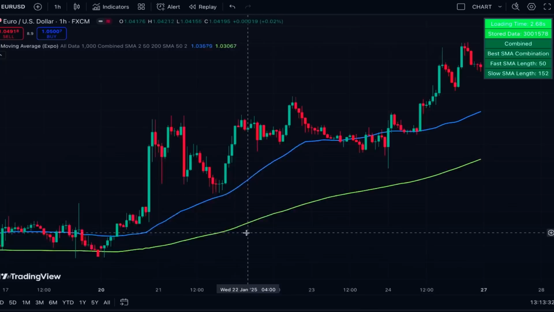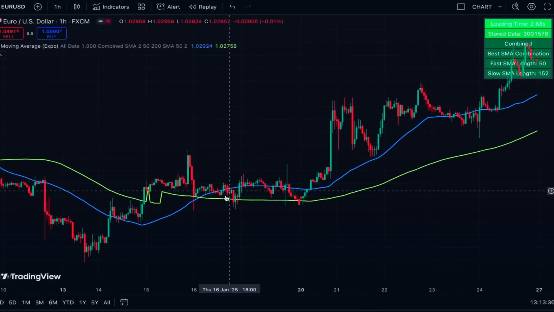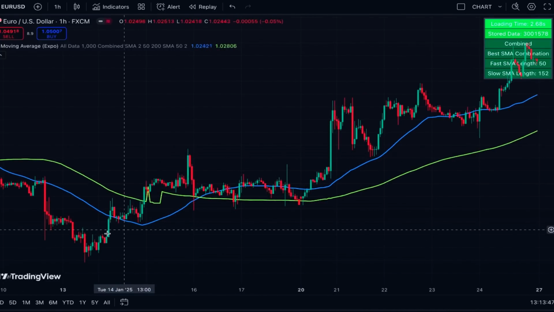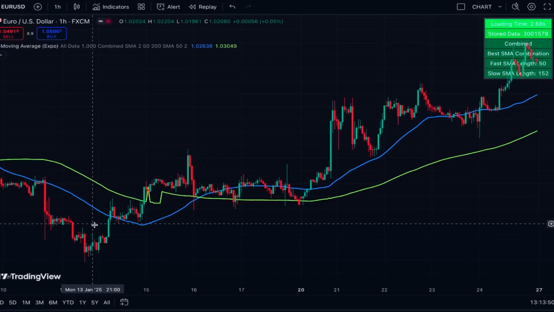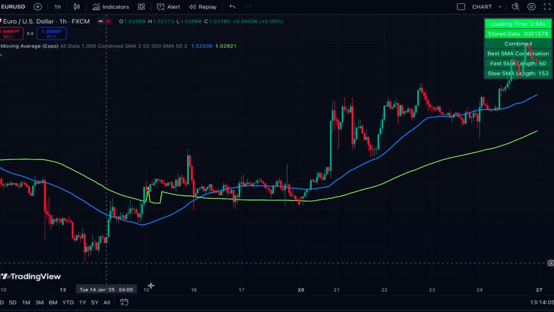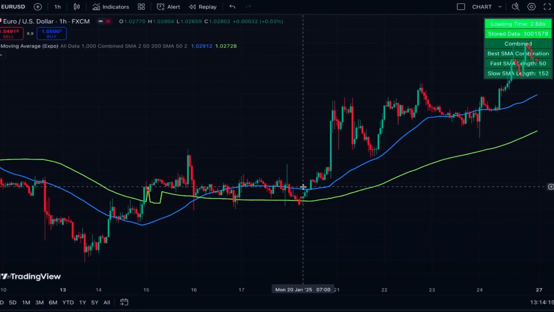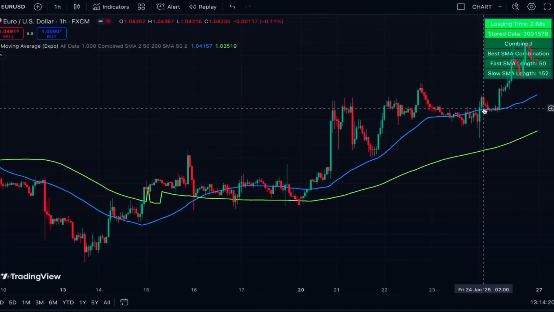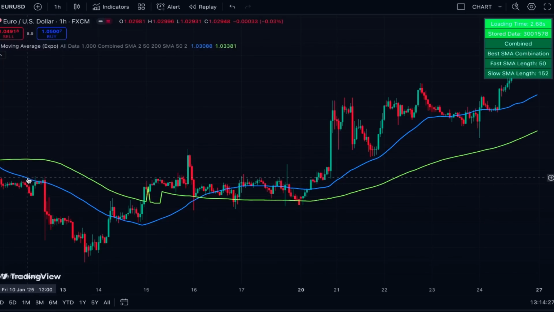As you know, when the shorter moving average is above the longer moving average, the market is trending up, and when the shorter moving average is below the longer moving average, the market is trending down. In this situation, when the shorter moving average is above the longer moving average, we look for long position opportunities, and in this situation, where the shorter moving average is below the longer moving average, we look for short position opportunities.